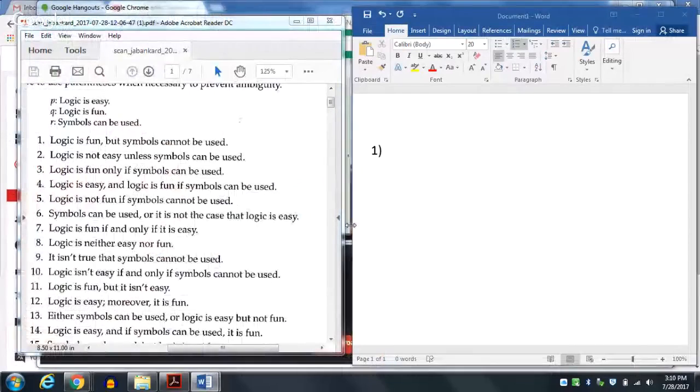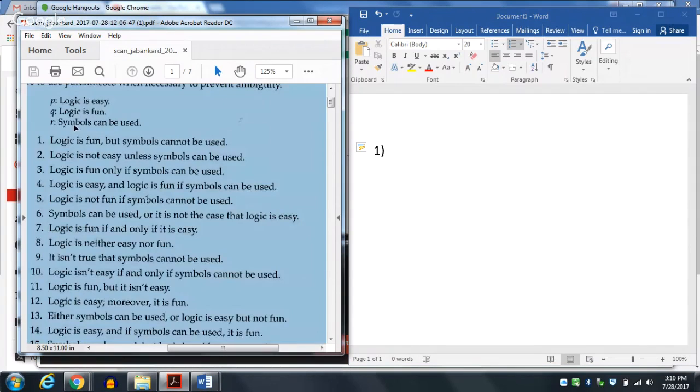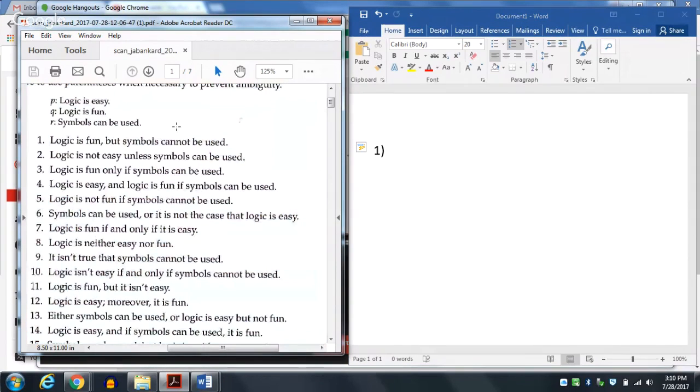All right. So on the left over here where the cursor is, you can see language, right? There's a key up here. Logic is easy, we're going to make P, because every statement is going to need its own letter. Logic is fun, we're going to make Q. And symbols can be used, we're going to make R. Okay? So number one says logic is fun, but symbols cannot be used.